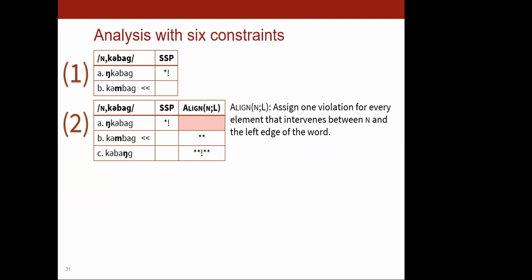The second constraint that is active for this pattern is an alignment constraint. The alignment constraint regulates the leftward preference of the nasal. So the further to the right that the nasal is in the word, the more times it's going to violate alignment. So the happy medium for this input is the candidate that doesn't violate the sonority sequencing principle and minimally violates the alignment constraint. So kumbag, where the nasal is as left as it can be, is going to still be the optimal candidate.